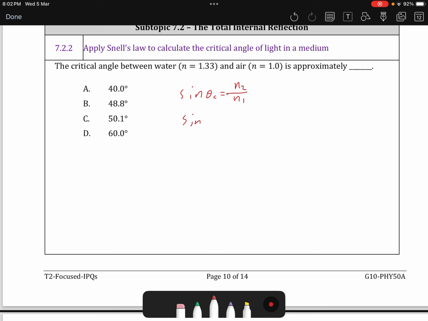So sine theta critical is 1 over 1.33. So theta critical equals sine inverse of 1 over 1.33. And using the calculator, you can find that the answer is theta critical equals 48.8 degrees.